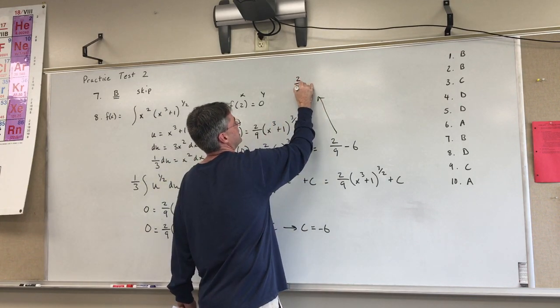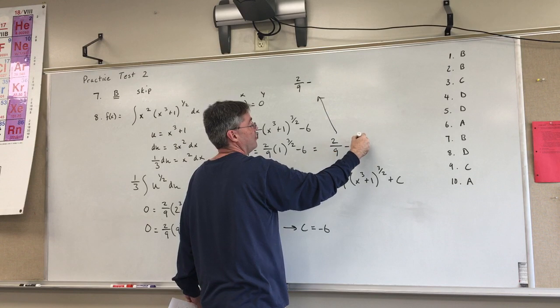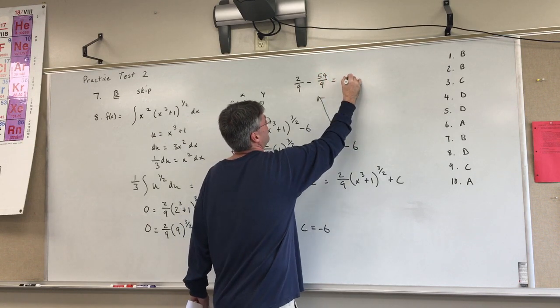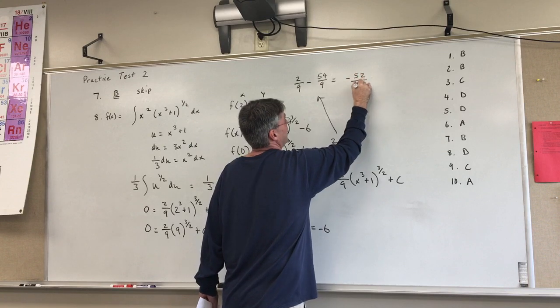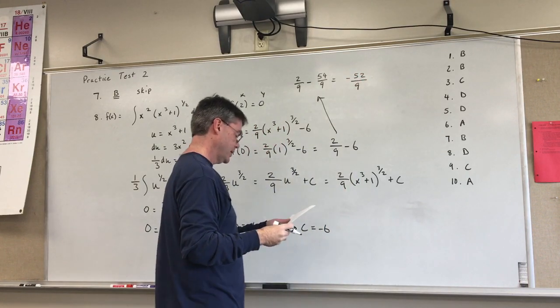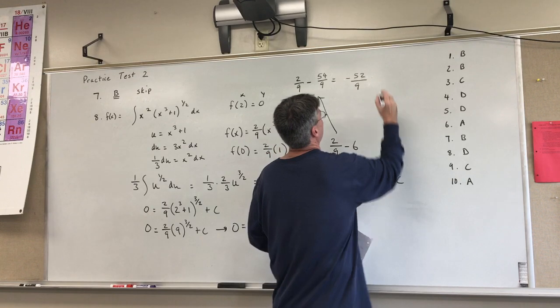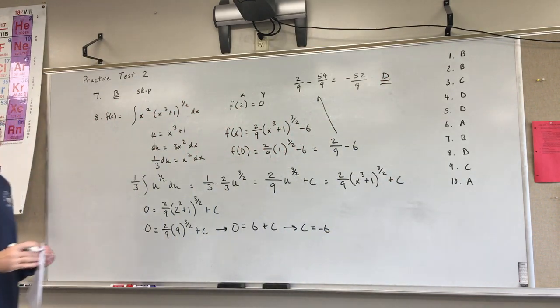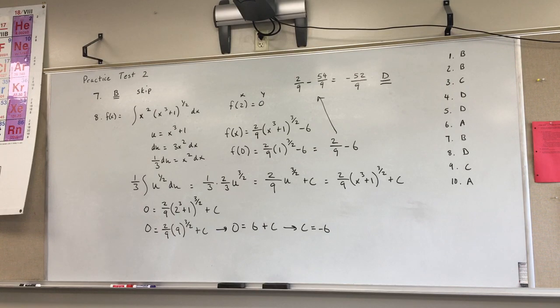That's 2/9 minus 54/9, which is going to be minus 52/9. All right, that one was quite a workout. And that's D.